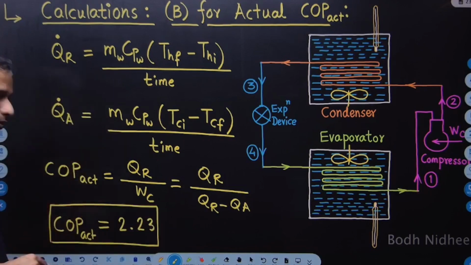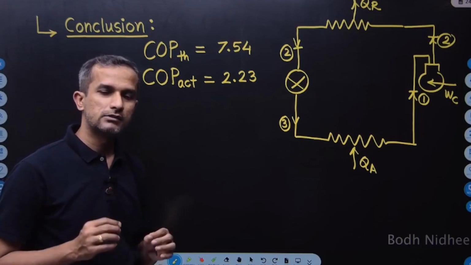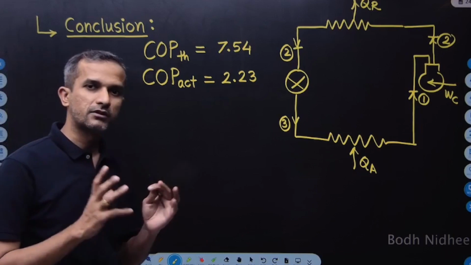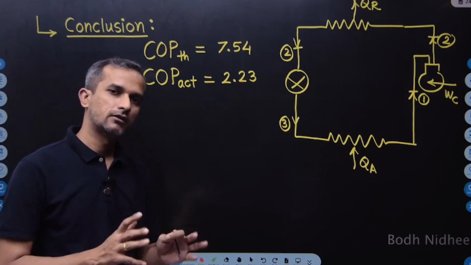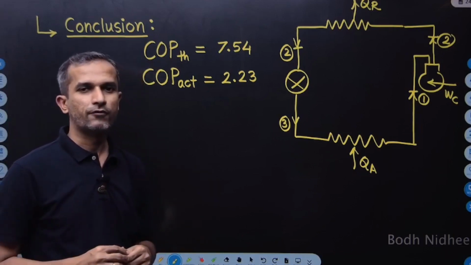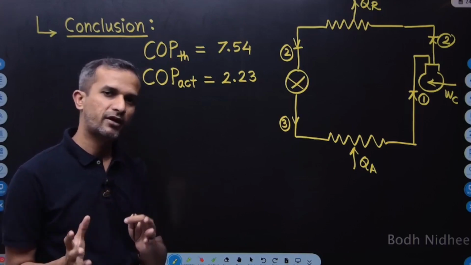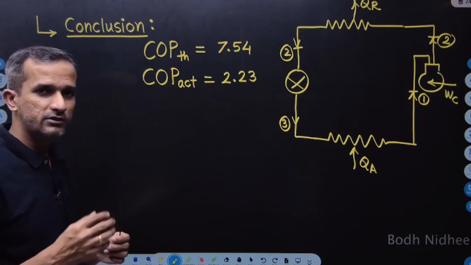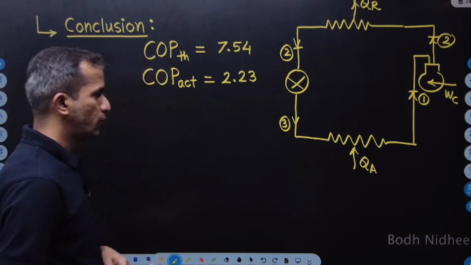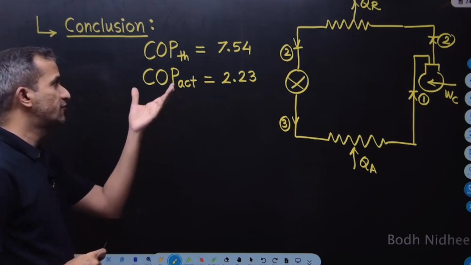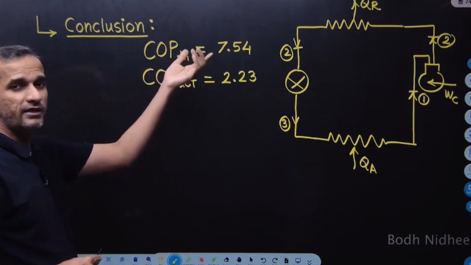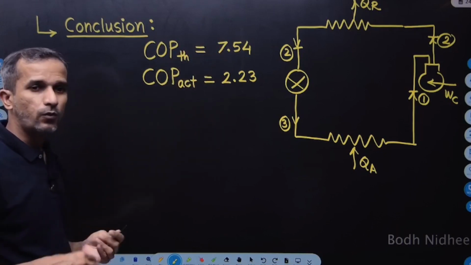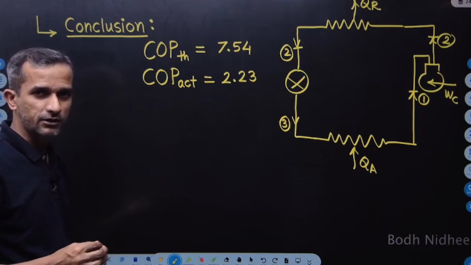Now we'll go for the conclusion. If I summarize today's session, we have seen how to construct the setup, how to set it for the theoretical COP as well as actual COP. We have used the shell and coil type of evaporator and condenser, right? We have used thermocouples to measure the temperature, pressure gauges to measure the pressures at the two locations. So now we have got the theoretical COP as 7.54 and actual COP to be 2.23, right? Now we'll discuss why these values are differing with each other.